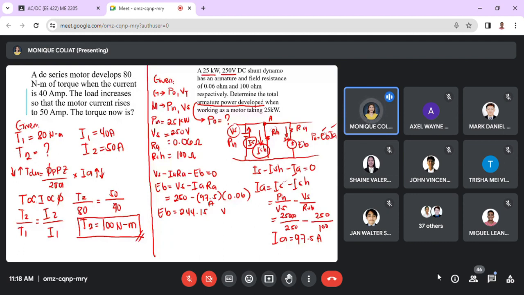So, we can now get PO, which is EB times IA. So, EB times IA, that is 244.50 times 97.5 for our PO. That is 23,625 watts. Okay, so that is our final answer.